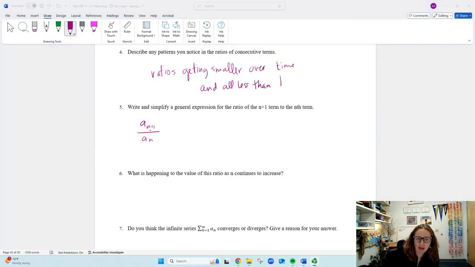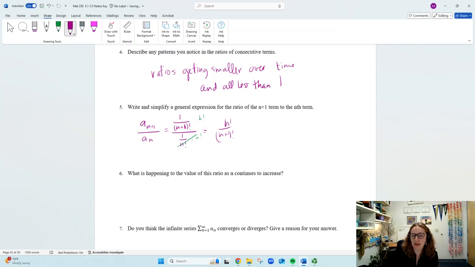So if I actually try to write my n plus 1 term in my sequence, I'm going to put that on top. So n plus 1 is inside of my factorial, all over 1 over n factorial. And I know that this looks weird, but we can actually multiply by our reciprocal on the bottom right there. And this will actually simplify down to 1 over n plus 1 factorial times n factorial on top.